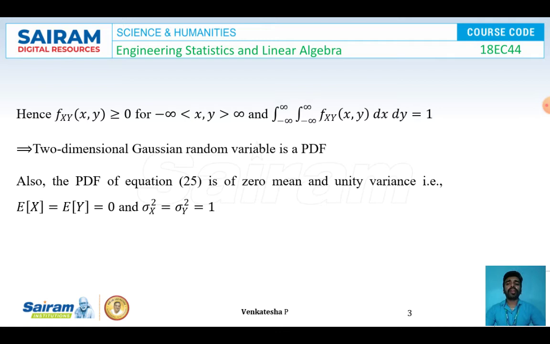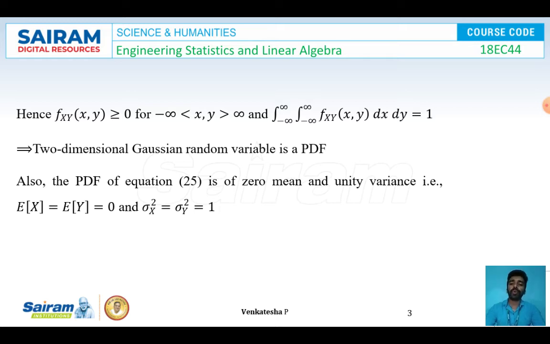Here we have to note that the given function f_XY(x, y) is always a non-negative function, that is it is greater than 0 for the range of x and y, minus infinity less than x less than infinity and minus infinity less than y less than infinity, and the double integral over minus infinity to plus infinity f_XY(x, y) dx dy will be equal to 1. It implies that the total area under two-dimensional Gaussian random variable will be equal to unity. So with these two conditions, we can say that the two-dimensional Gaussian random variable is a valid PDF function.